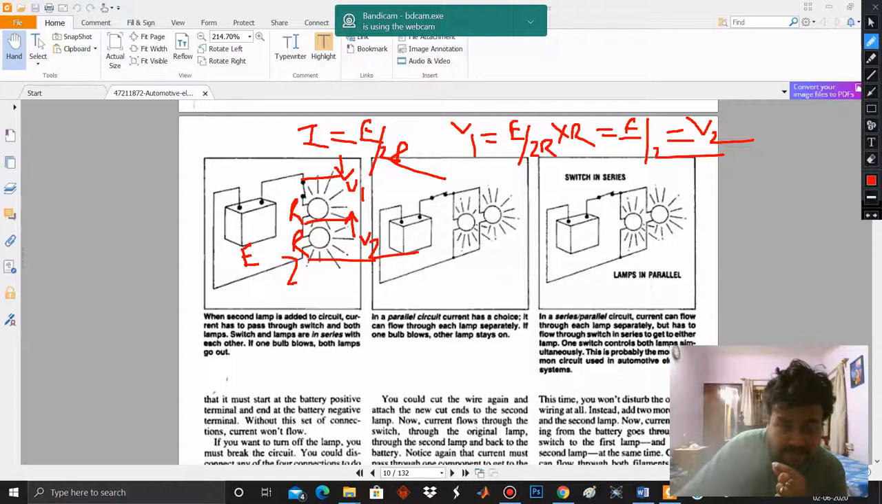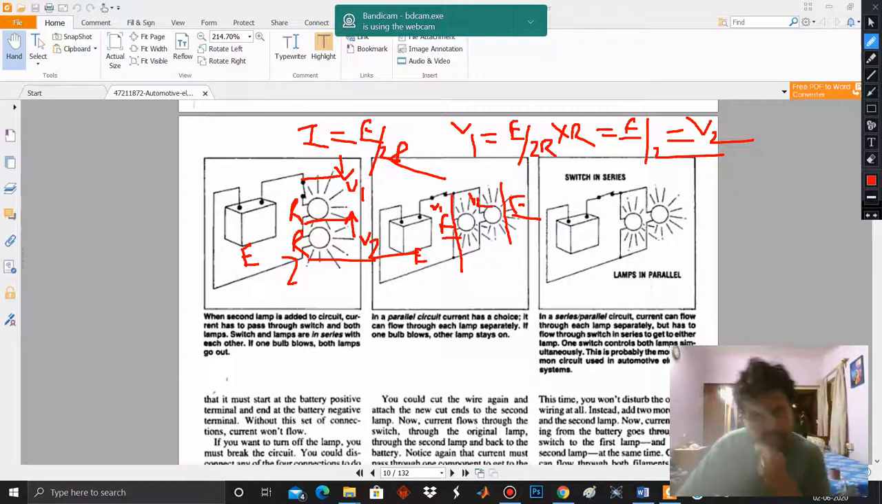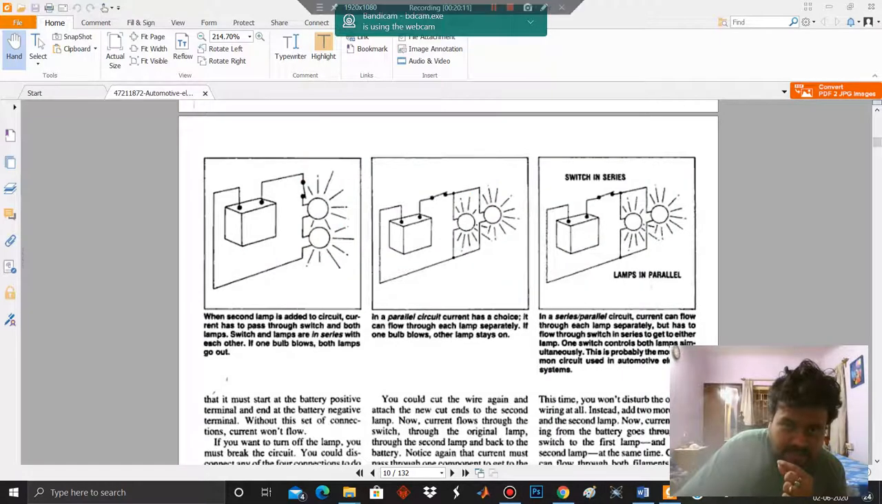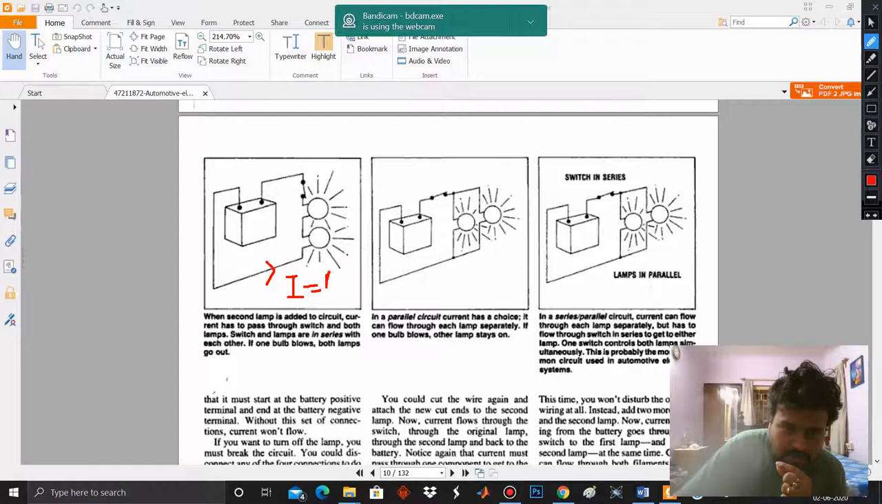But what about the parallel circuit if we apply the voltage division rule? If this is E, the same voltage will be applicable for each path. So this will be E across this bulb. That means V1 will be equal to E here, and V2 will also be equal to E. So in the parallel path the voltage is not halved, but in the series circuit it is halved. But what about the current? If you see the current, I is equal to E by 2R.